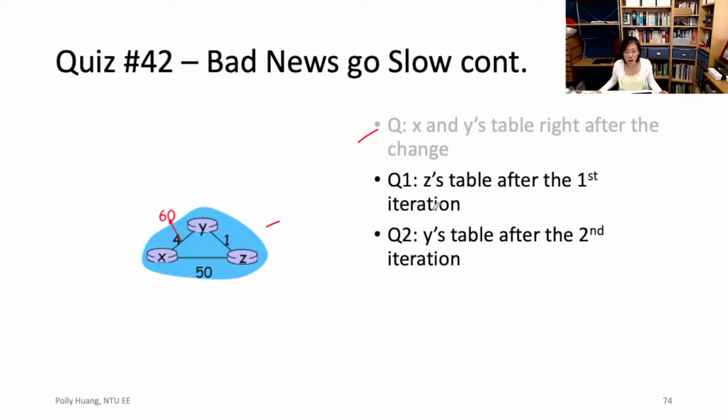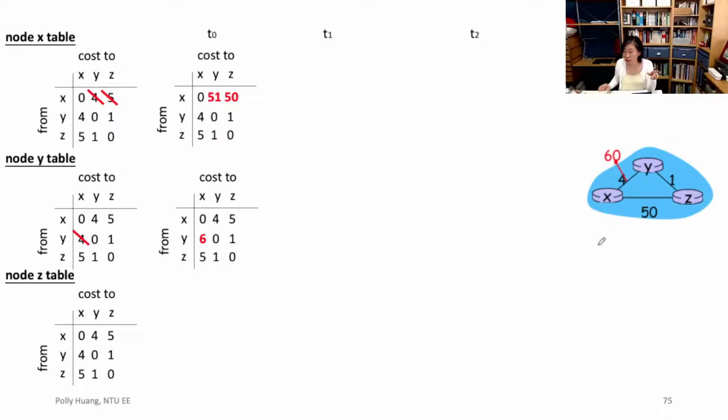Now, the next part of the problem, the example here, is to ask you to calculate z's table after the first iteration. And then Q2, y's table after the second iteration, which is this. We just finished calculating dx and dy. Okay, so the next iteration.